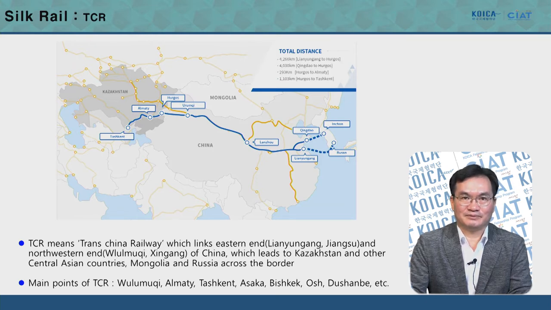The distance from Qingdao to Hulgos is 4,030 km. Hulgos to Tashkent is 1,103 km. So the total distance from Qingdao to Tashkent is 5,133 km. Main points of TCR are Urumqi, Almaty, Tashkent, etc.